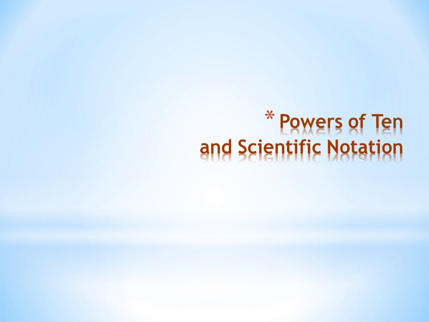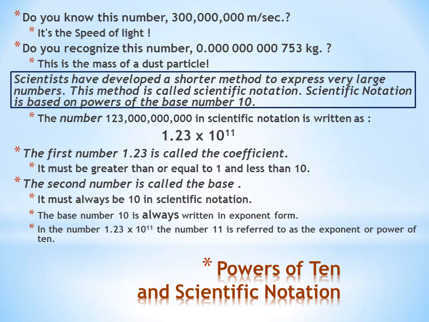This presentation is entitled Powers of 10 in Scientific Notation. Did you know that 300 billion meters per second is the speed of light? Do you recognize this number? 0.000000000753 kilograms. It's the mass of a dust particle.